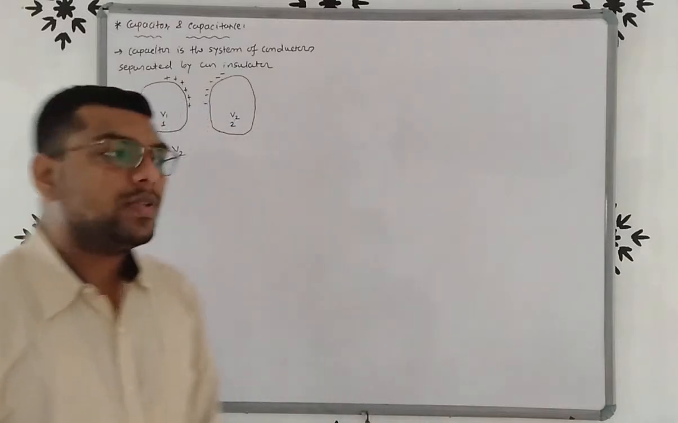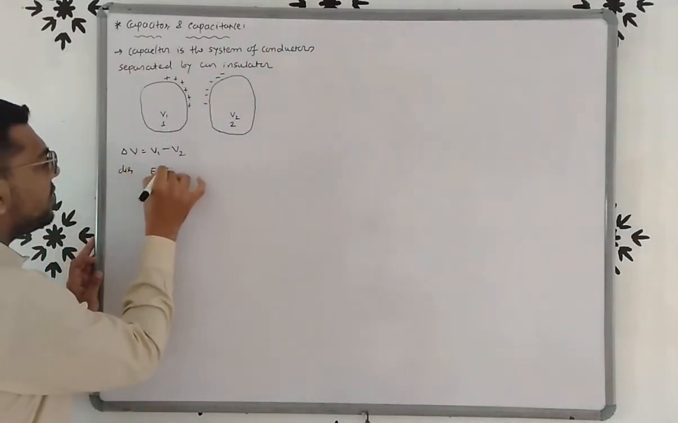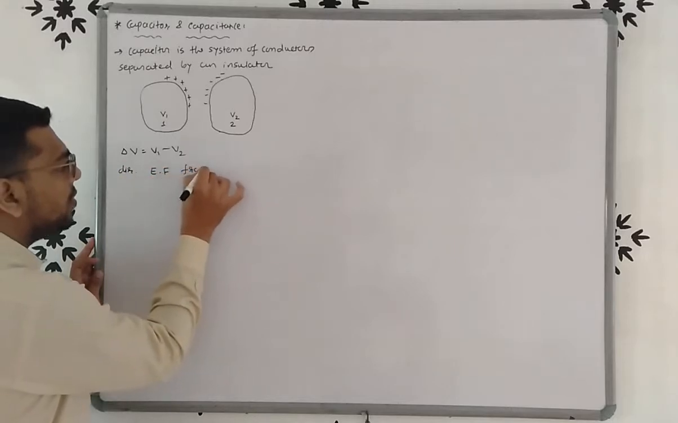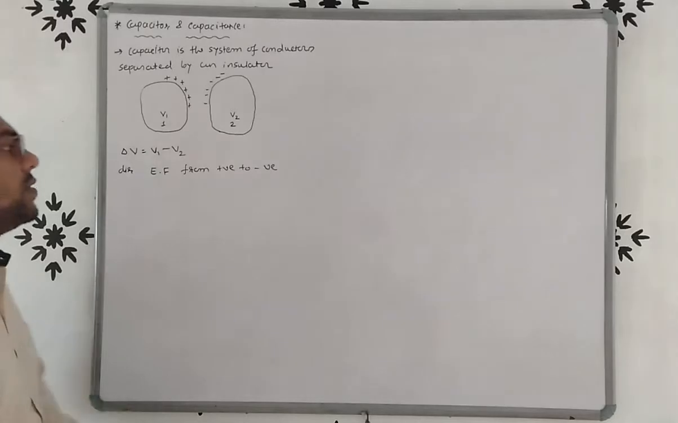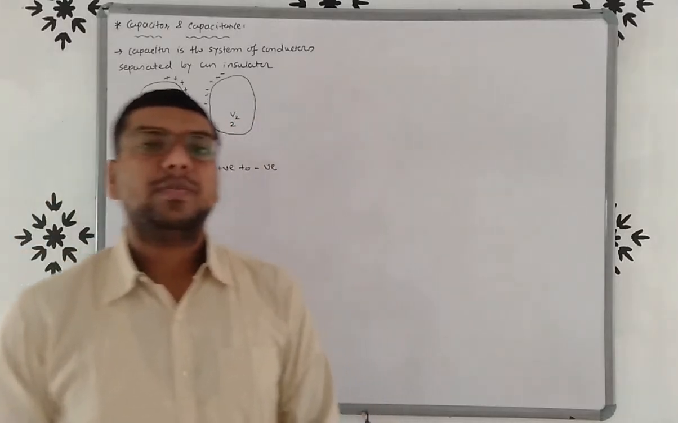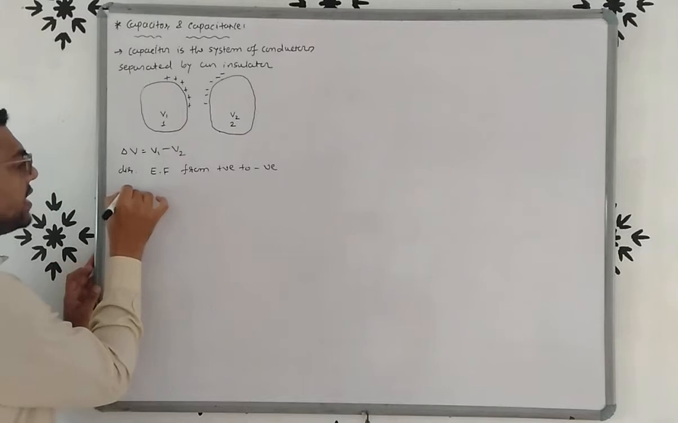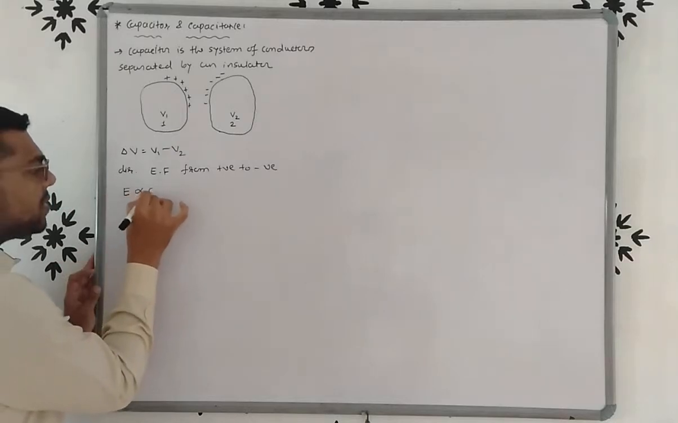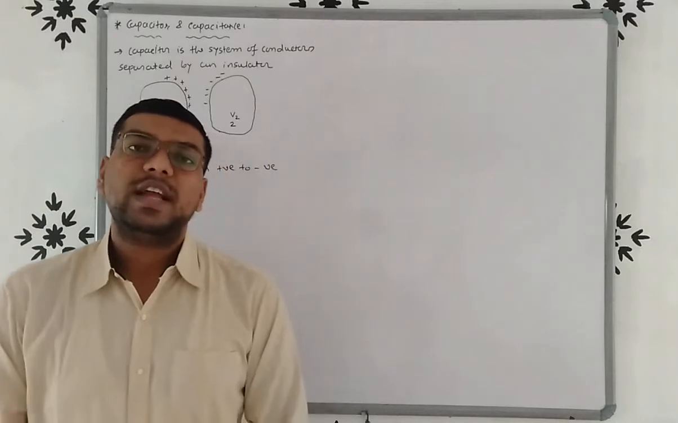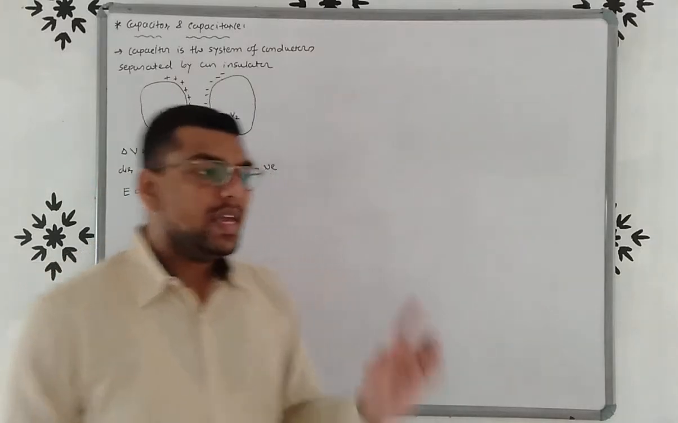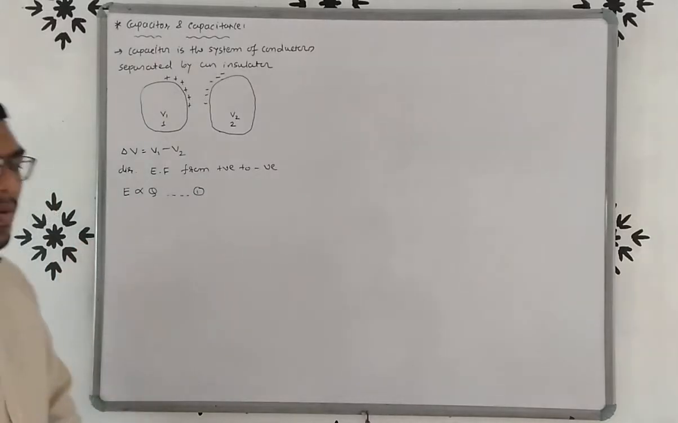Now we already know that the direction of the electric field is always from positive to negative. And we already know that this electric field E is directly proportional to charge Q. So here the electric field E is directly proportional to charge Q. This is equation number 1.